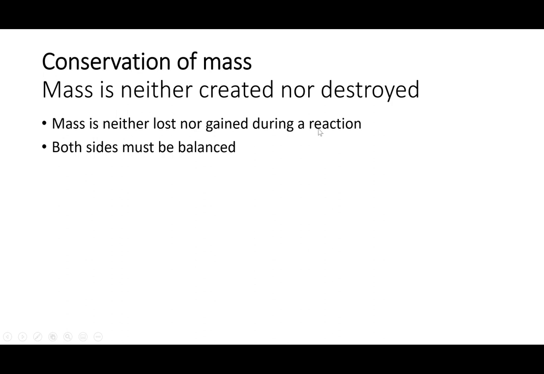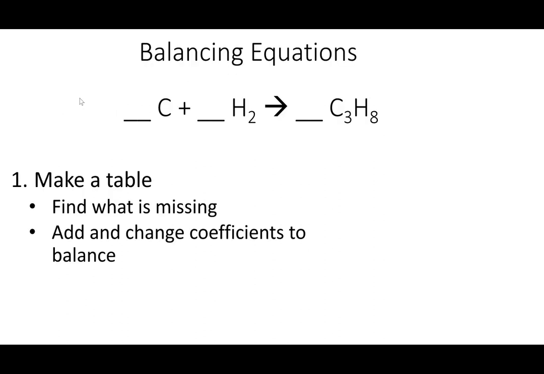First, why do we balance reactions? It's because anytime we have a reaction, there is a conservation of mass, meaning mass is neither created nor destroyed. We cannot create mass out of nothing, and we cannot destroy mass and make it completely disappear. So mass is never lost or gained during a reaction. Things are just changing forms. And that's why both sides must be balanced in terms of their mass. And it also ends up balanced in terms of their atoms.